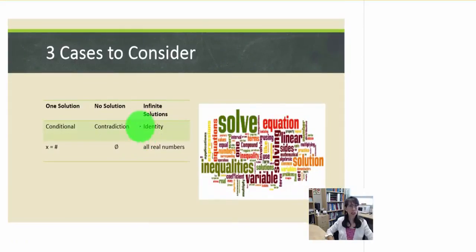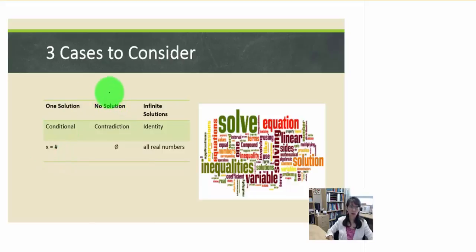Our solutions today will be one of 3 cases. So we're going to consider equations that have one solution. Those are called conditional, and the variable is equal to a number.